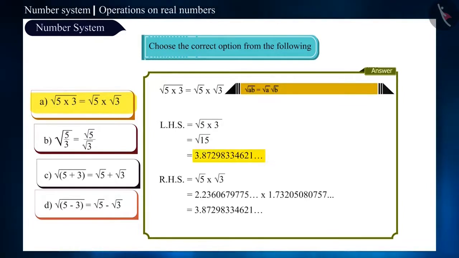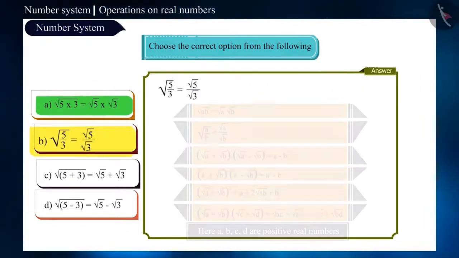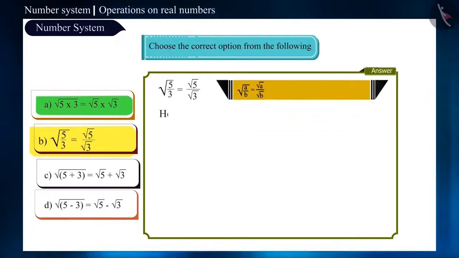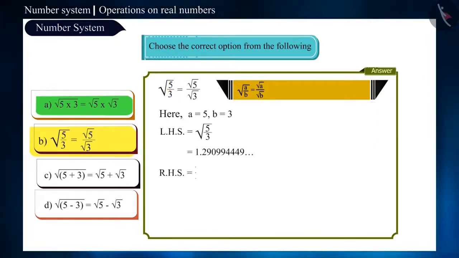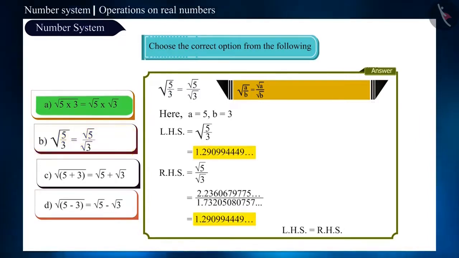Here, the value of root of 15 is equal to root of 5 into root of 3. Therefore, this option is correct. Now look at option B. Here we will use this rule, root of a by b is equal to root of a by root of b. Here a is equal to 5 and b is equal to 3. Let us find the value of root of 5 by 3 and the root of 5 by root of 3. The values of both are equal, so this option is also correct.